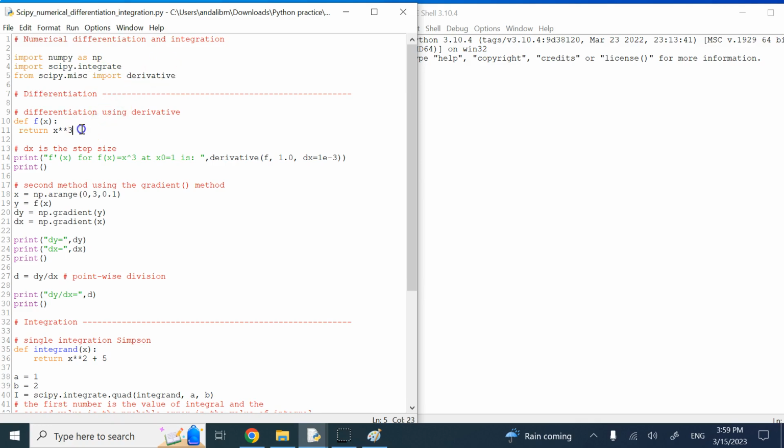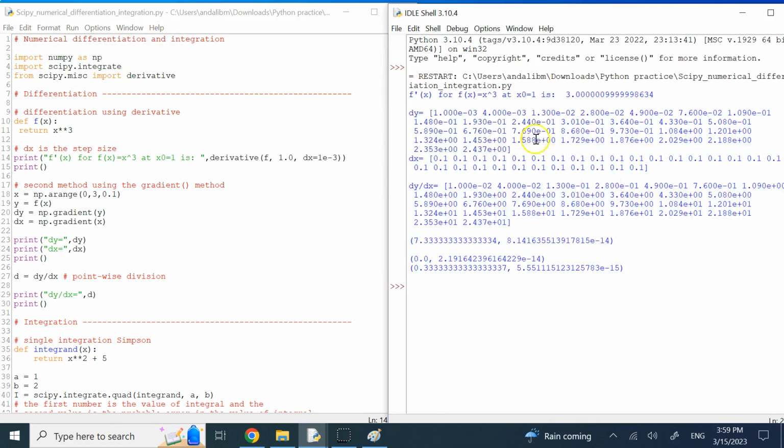Here I define a function x cubed, and then I say the derivative of x cubed at x0 equal to 1 is, and I use the derivative method. I pass to it the function, the test point, and the step size, which is 10 to the negative 3. And I ask it to give me the value of the derivative, right? If I go ahead and run this for you, you see the value it gives me is this much.